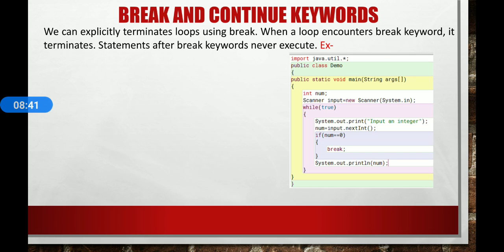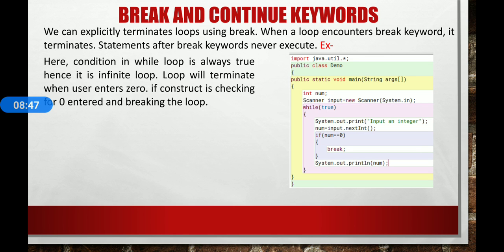Consider the following program given here. Here the condition in the while loop is always true, hence it is an infinite loop. The loop will terminate when the user enters 0. The if construct is checking for 0 entered and breaking the loop. As long as the user is entering any number which is not 0, the loop will display that number and ask for another one.